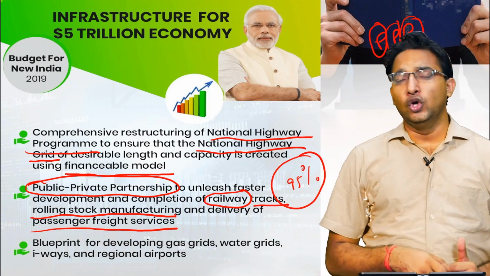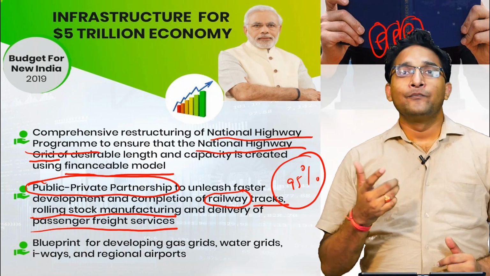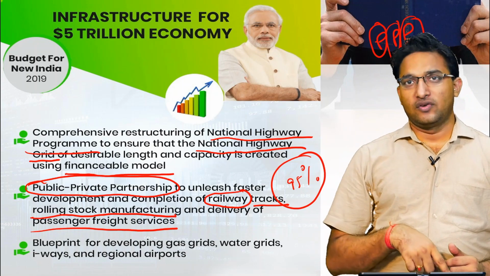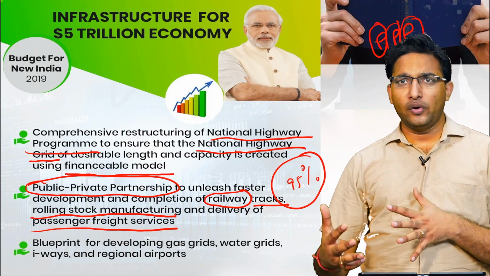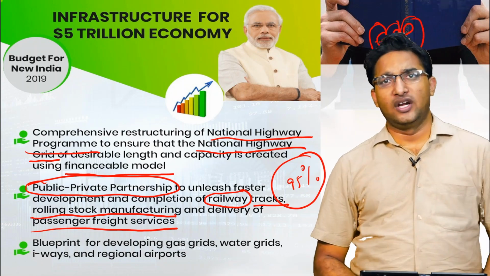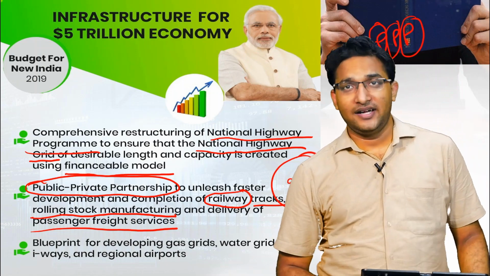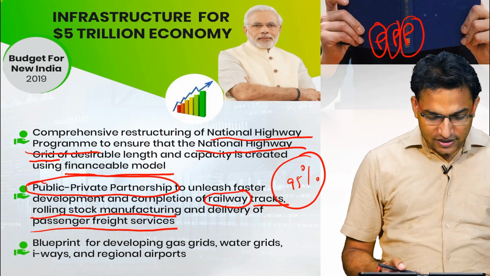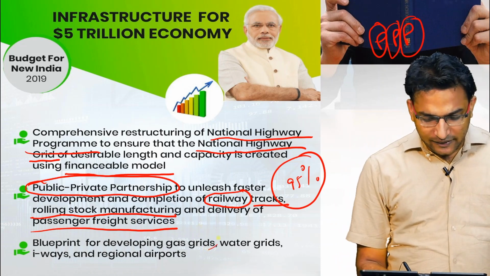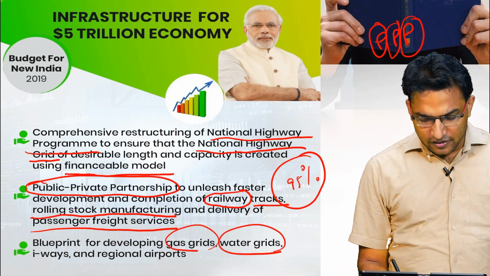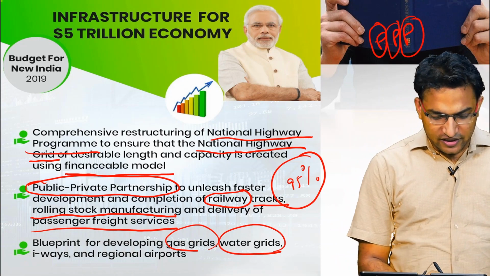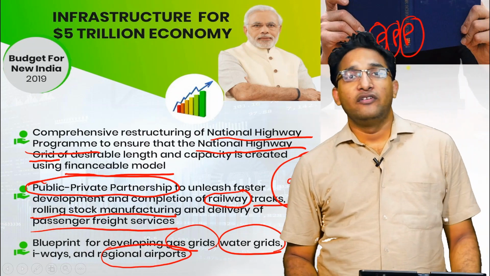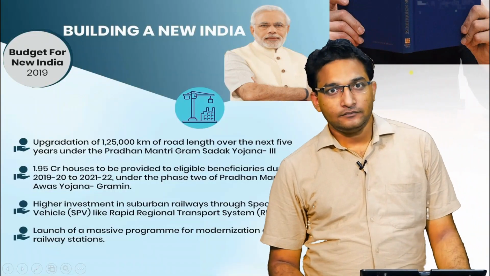If the operating ratio is reduced, definitely the fiscal burden on the government will get reduced, because the government doesn't need to provide more resources to the railway. The railway will become independent, right? So you have to interlink every aspect. Now next is the blueprint for developing gas grid, water grid, inland waterways grid and regional airports. So this is what will be planned.